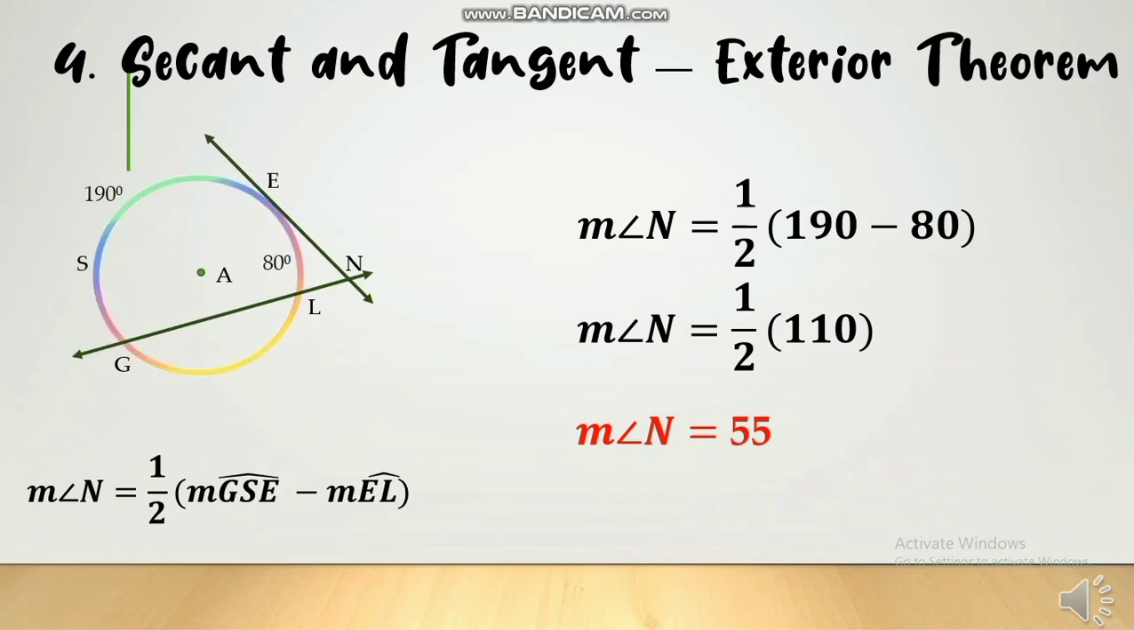So kung mapapansin nyo, similar yung long theorems. Kapag ang angle ay exterior ng circle, laging ima-minus yung mas malaking arc minus dun sa mas maliit na arc.